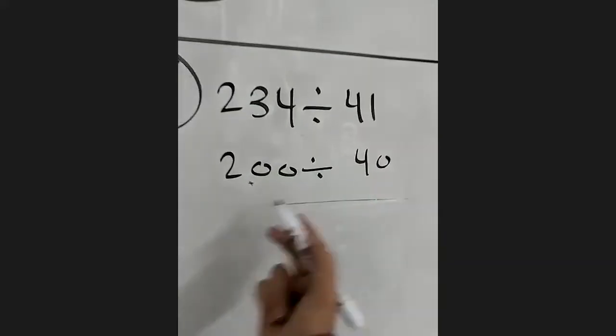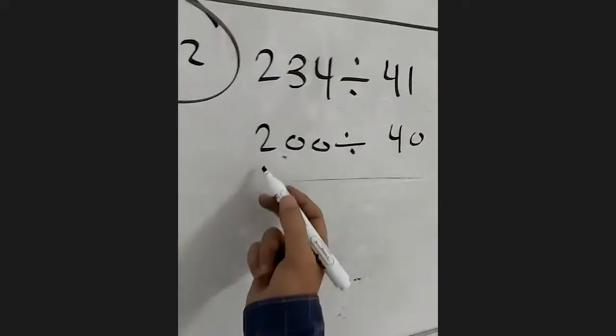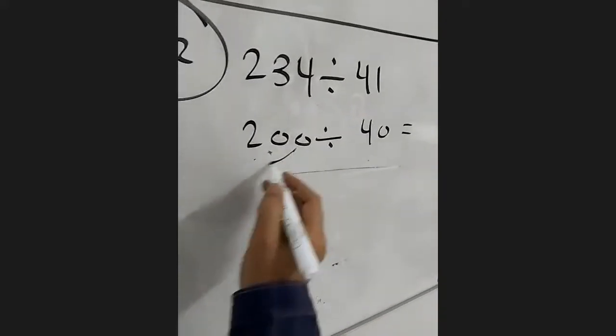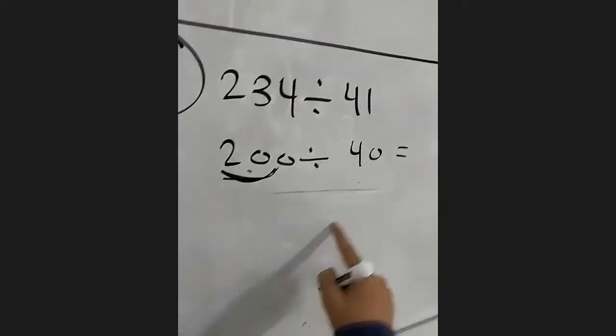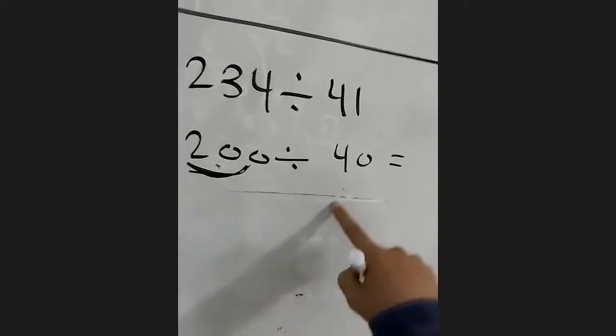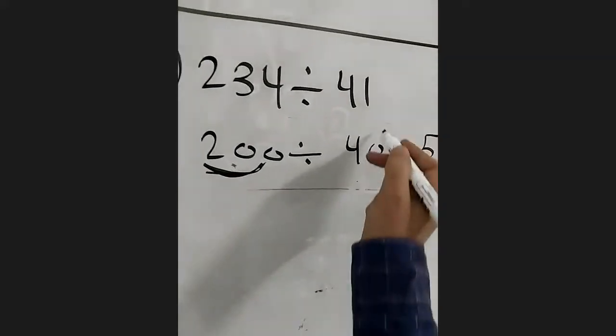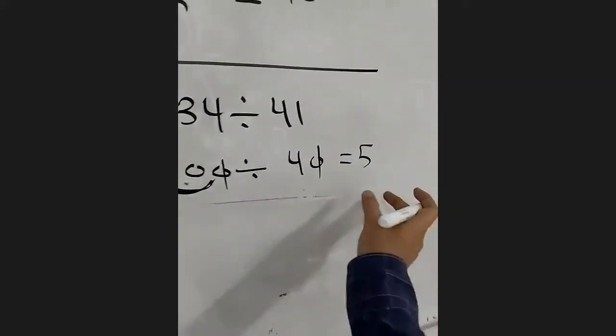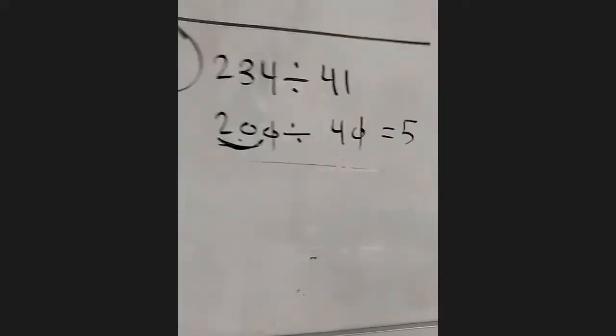And if we make division, we can divide. Why? Because 2 cannot divide on 4, but a 20 can divide on 4. 20 divided by 4 is 5, and we cross 10 with 10. So this is estimation, we call it 5.